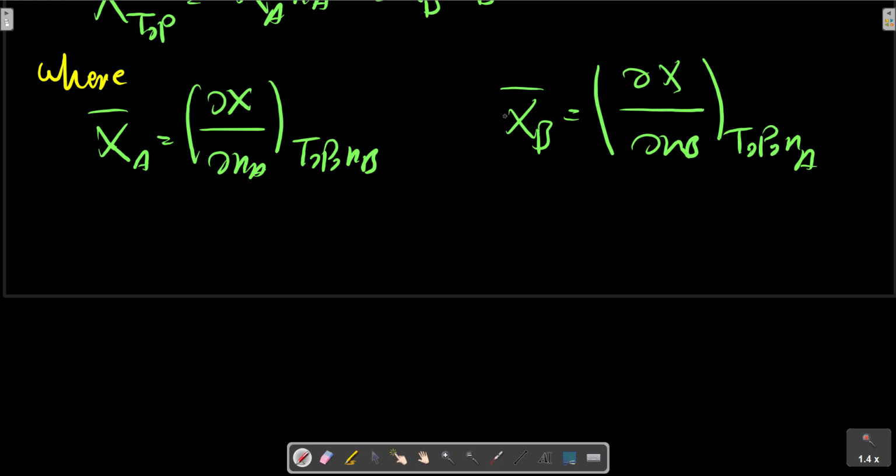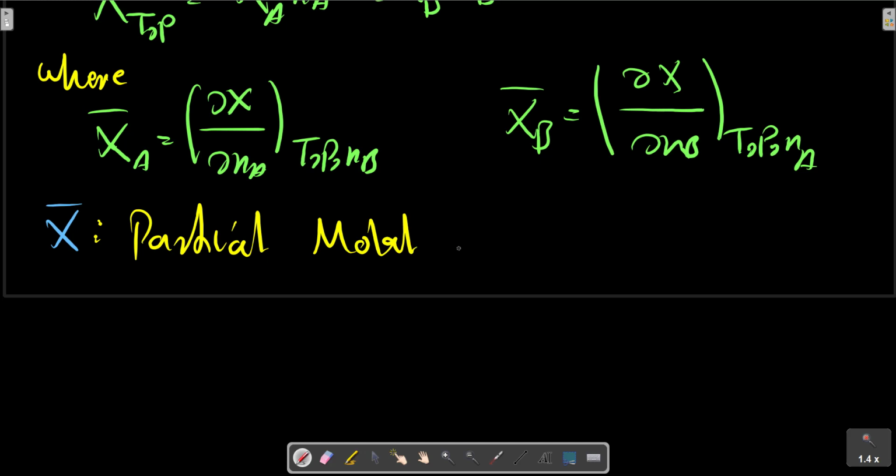Here X bar is defined as the partial molar property for a component in a mixture. It is particularly important to note that the partial molar property is defined under the condition of constant temperature and pressure.